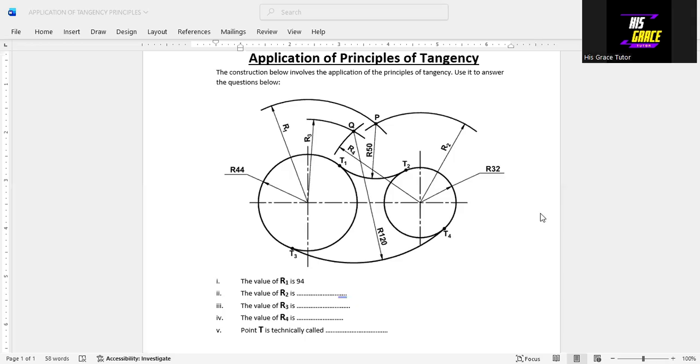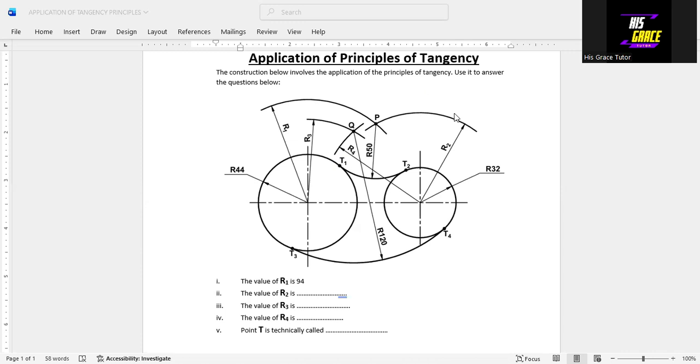Here we are going to be looking at how we can answer the questions that have to do with this particular problem. We are going to be looking for the value of radius R1 of this arc, and then radius R2 of this arc, and then we also determine the value of radius R3 of this arc and radius R4 of this arc. In this case, we are applying the principles of tangency in the construction of this template.